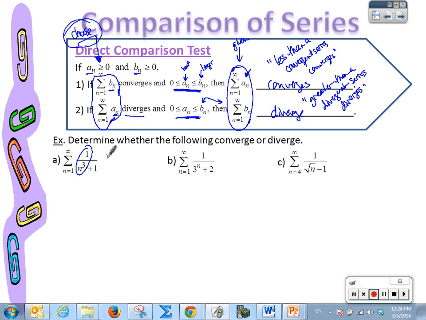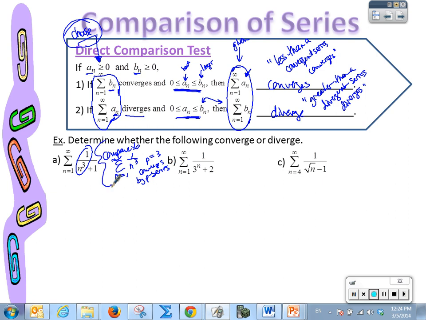So what we're going to do is compare to this series, 1 over n cubed. And this has a p of 3. When it has a p of 3, is this convergent or divergent? It's convergent. This converges by the p series.